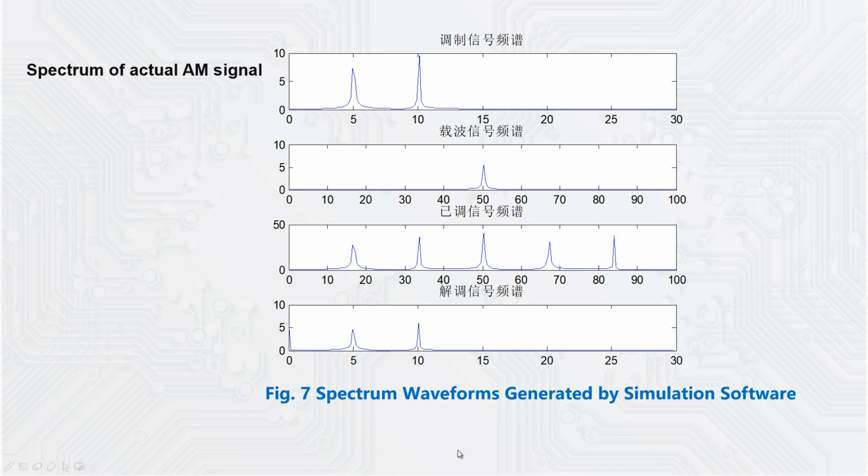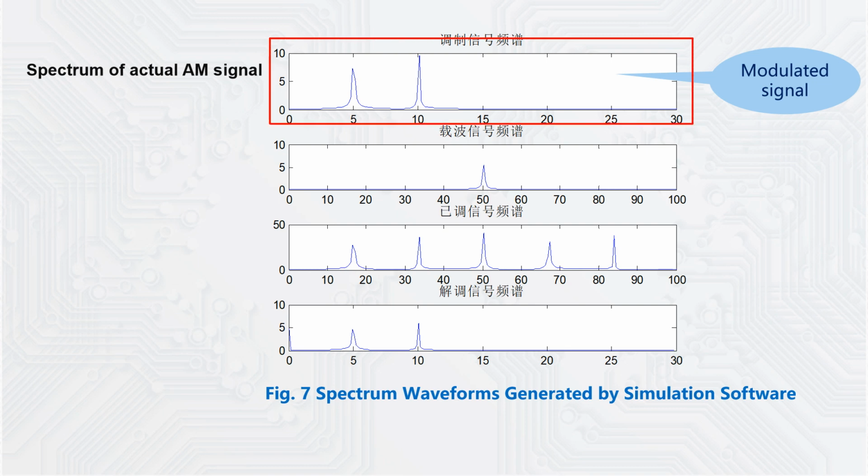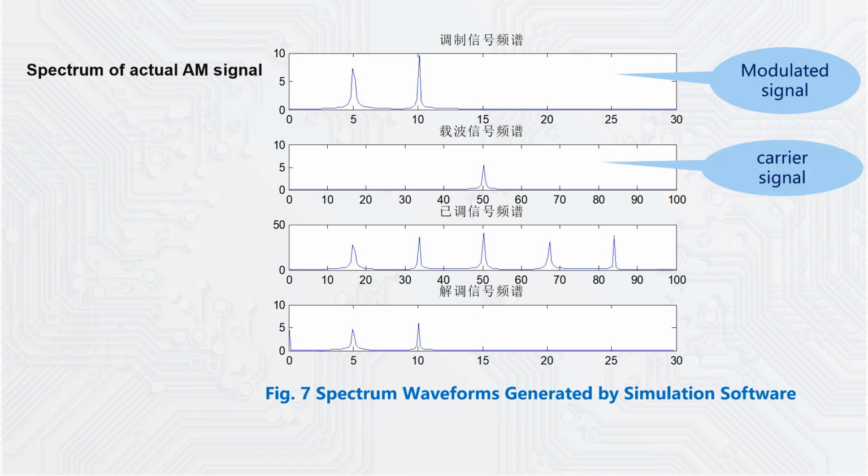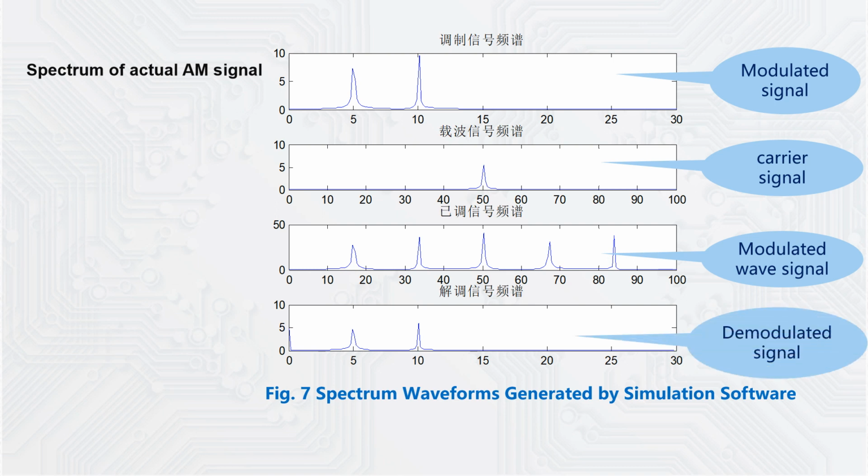Figure 7 shows spectrum waveforms generated by simulation software. This is the waveform of a modulated signal. Obviously, here you can find that the modulated signal does not have single frequency. It has two frequencies, which is called dual-tone modulation. This is the spectrum of a carrier. This is the spectrum of a modulated wave signal. And this is the spectrum of a demodulated signal.